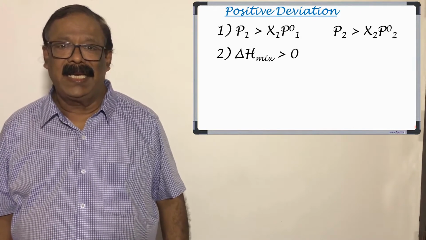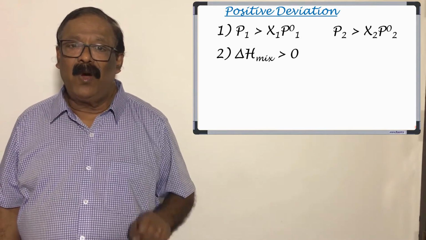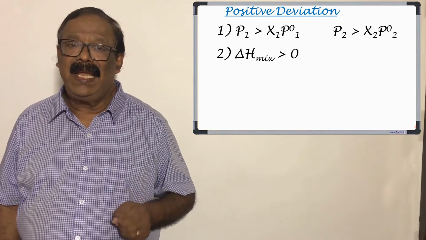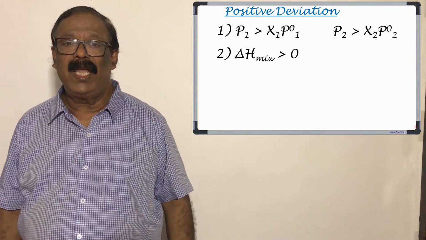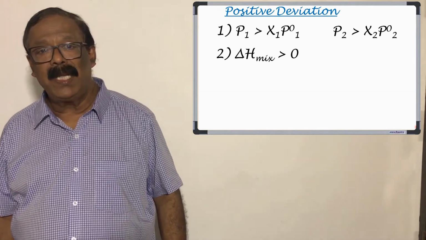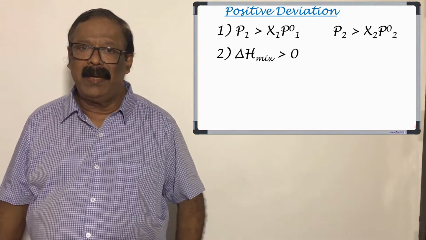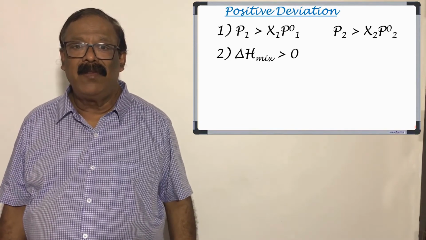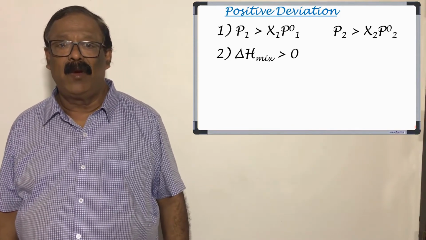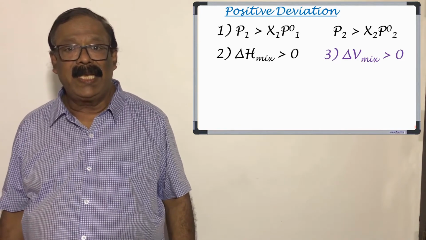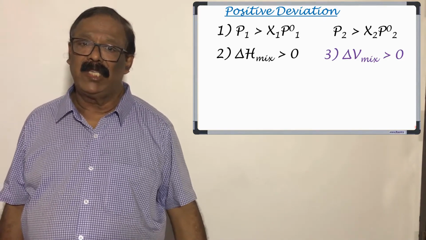Third property is that the volume of solution will be slightly greater than the volume of the solute plus solvent. That is, during the mixing process, there will be an increase in volume, or delta V mix will be greater than 0, or we say it is positive.